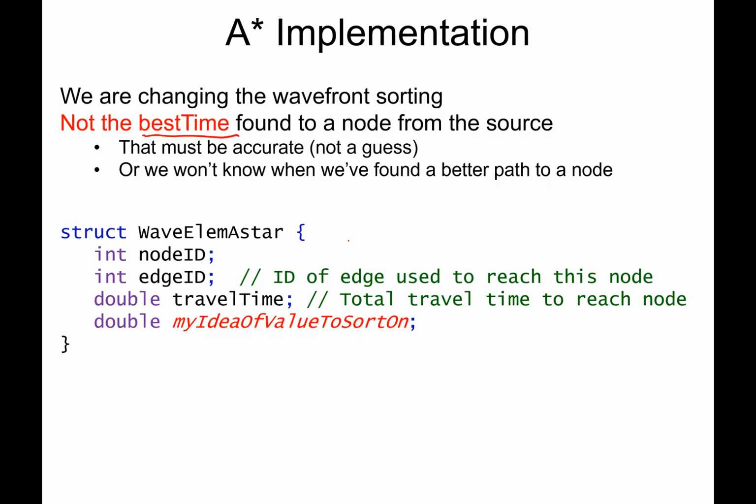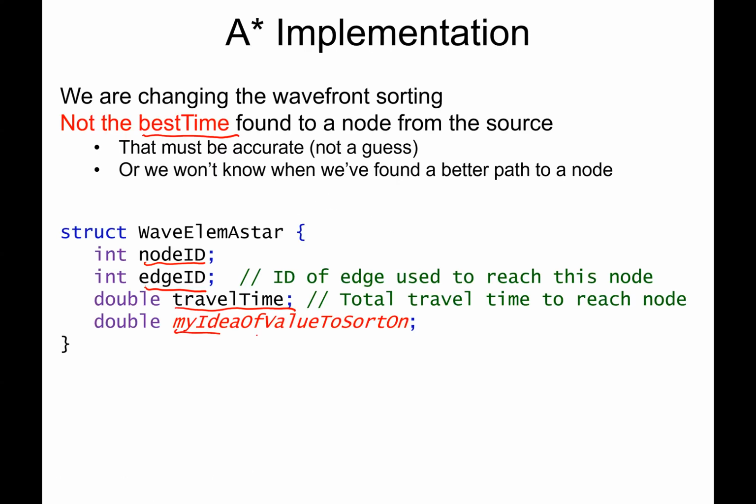Our wave element, so this is the structure that I've been using to make my wavefront. Okay, so we built up that we need to have a node. We need to have an edge ID so we can backtrace. We have a travel time, okay, which is the best travel time from the source to me. We had all that before for Dijkstra. We're adding one more thing, this new value that we're going to sort on, okay? And we're going to tell our priority queue that that's what we're sorting on. And that's going to turn us into A*. Does that make sense? So you have to come up with those heuristics of, well, how are you going to get that value to sort on yourself?